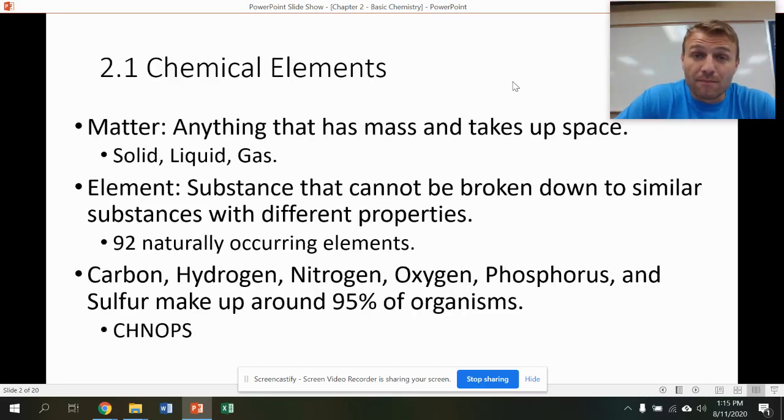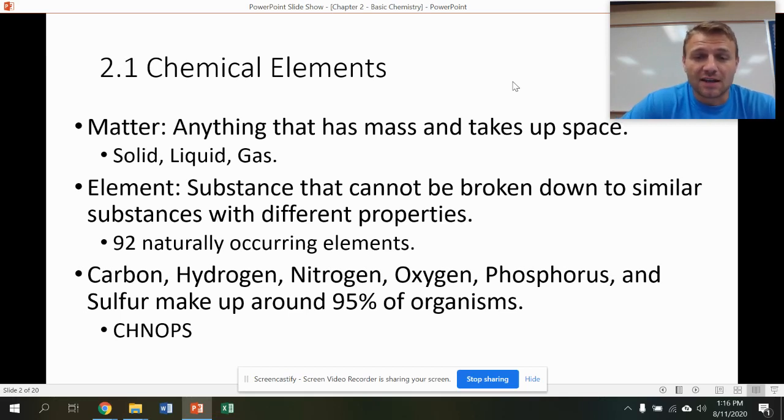Starting us off with matter, this is anything that takes up space and has mass. Just remember those two things. It has to have mass and has to take up space. Now, I have the three different types of matter down there: solid, liquid, gas. There's also a fourth type. It's called plasma. I'm not going to get into the whole conversation with plasma, but it's technically still part of matter. But just understand those two basic concepts going forward. Matter is anything that has mass and takes up space.